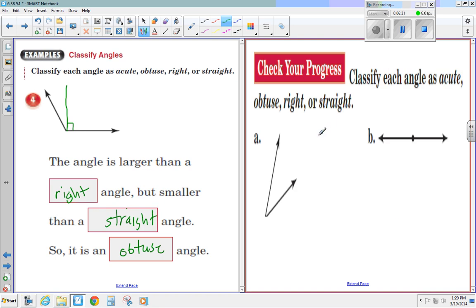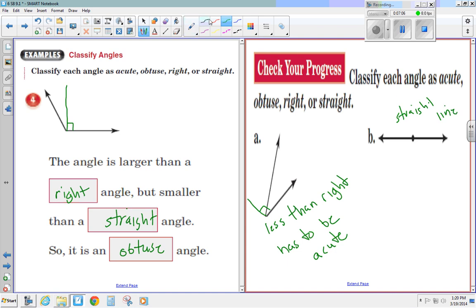All right, so classify these. So here's an angle. You don't see a right angle, but we know it's pretty much this. So this is less than right. So it has to be acute. This right here, there's no real symbol for it, but it looks like a straight line. So if it's a straight line, then you can say that it is a straight angle.